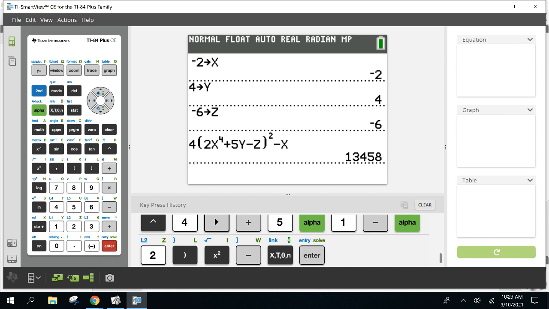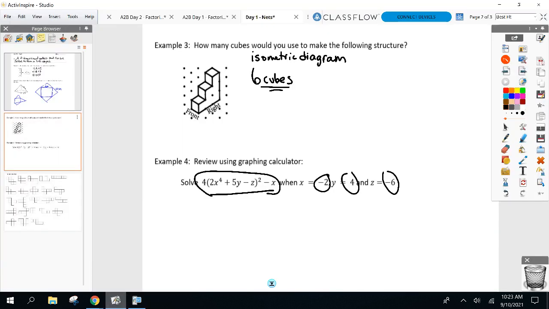All right. So I would not require any work shown if I ask this on a quiz or test, because I know you're going to use your calculator to store it in. So 13,458.